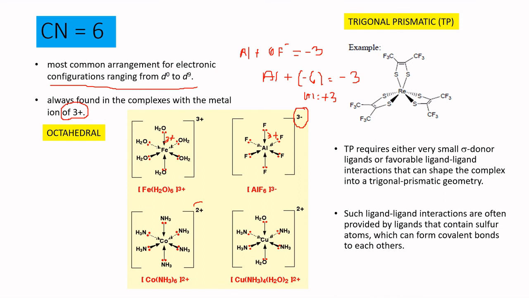However, if we have coordination number of 6, we can also have another geometry, which is trigonal prismatic. This trigonal prismatic geometry requires either very small sigma donor ligands or a favorable ligand-ligand interaction that can shape the complex into this geometry. Normally, this complex will be formed when you have ligands that contain sulfur atoms which can form covalent bonds to each other, like what is drawn in the example here.